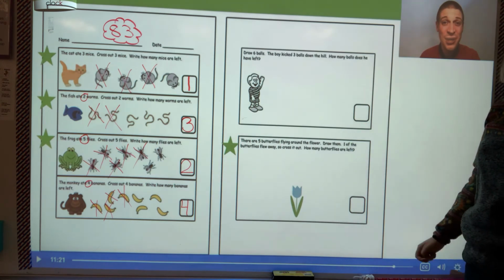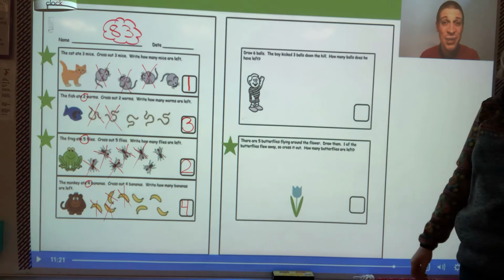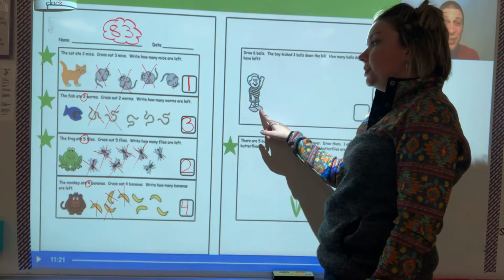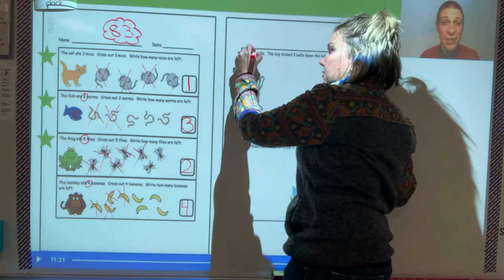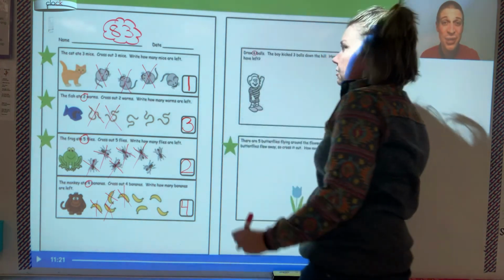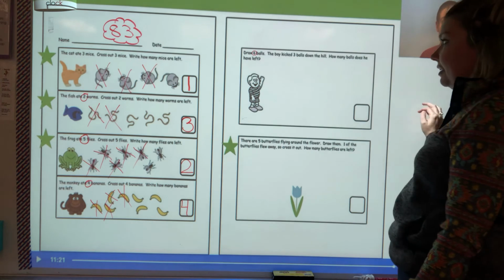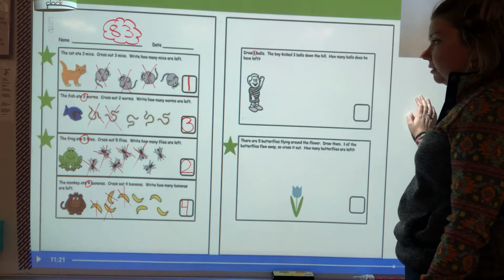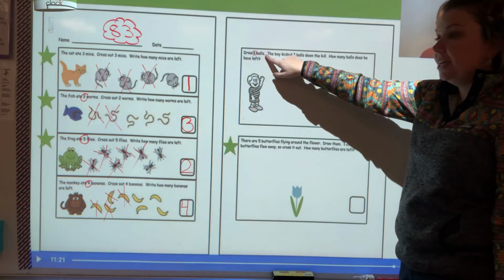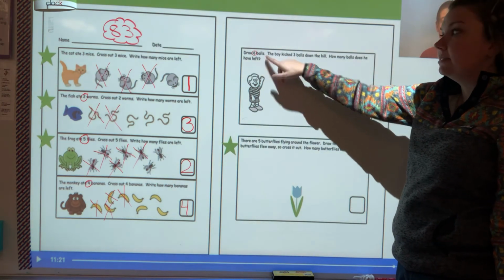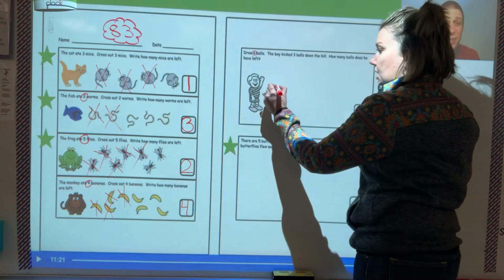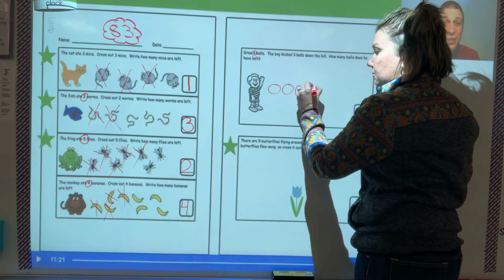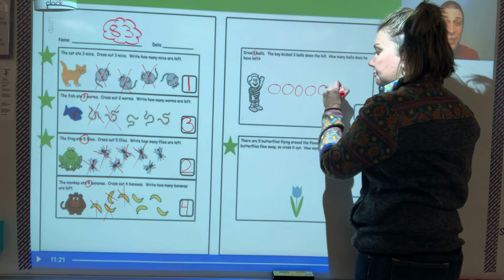Now you can turn your paper over to the back. We have a story problem right here. The story problem says, draw 6 balls. The boy kicked 3 balls down the hill. How many balls does he have left? Okay, the first sentence just tells me, draw 6 balls. And I circled the number. 1, 2, 3, 4, 5, 6.